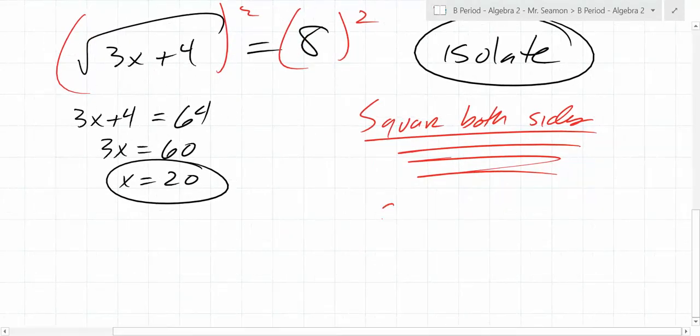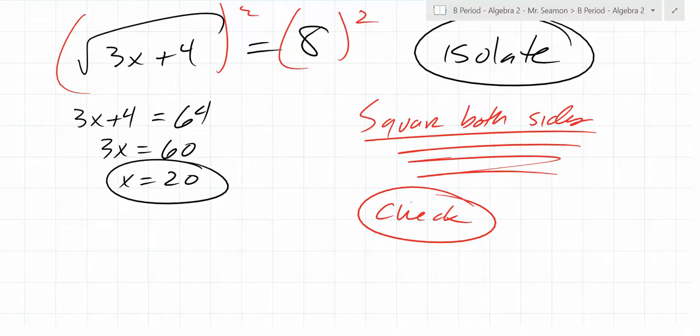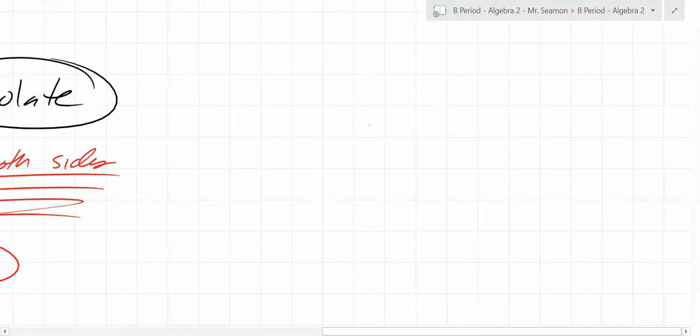This is important. I've always said to do this, and sometimes we're a little lackadaisical about it. It's really important that you check now, because when you square things, it is very easy to make false answers. Here's why. Kelly, is this true?